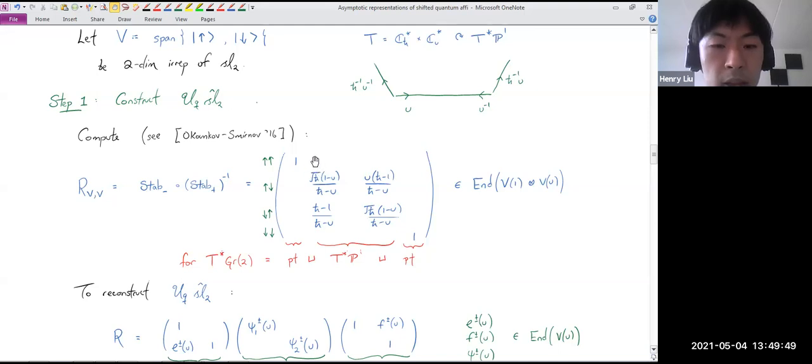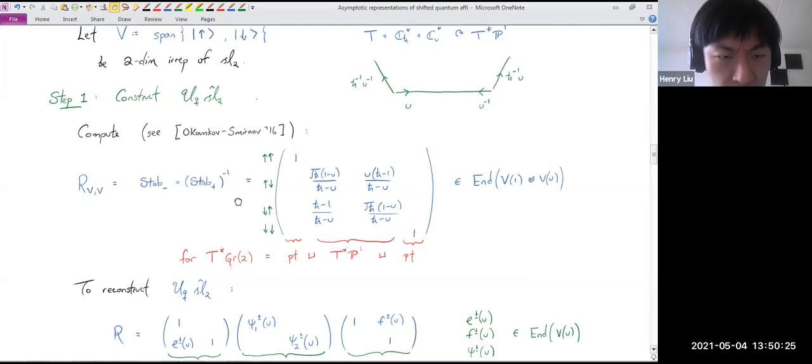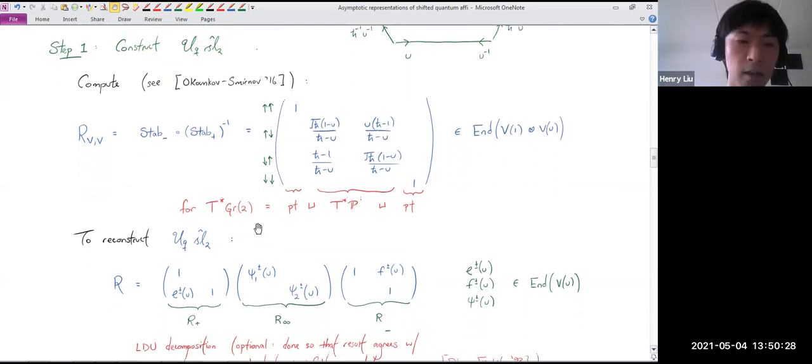But the end result is this 2x2 block matrix you see here, if you compute certain compositions of stable envelopes. And so the answer for the R matrix looks like this. And this R matrix will act on the tensor product of two copies of V, essentially. Okay. And here I've hopefully written down what each row corresponds to. So this is the R matrix for V and V. And so what's the reconstruction process for UQSL2 hat? Now that we've written down this matrix, it's actually really straightforward.